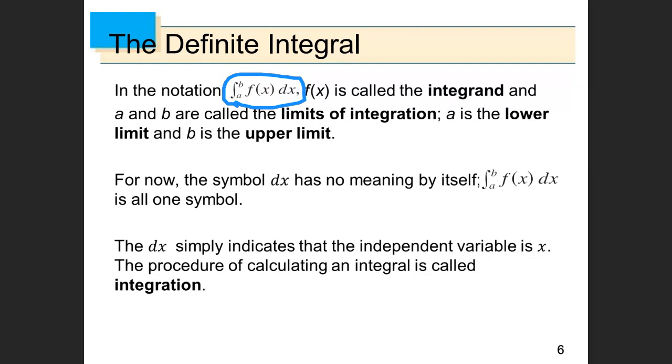For now, we're just going to assume that dx has no meaning. In a nutshell, dx just represents the independent variable. For example, if I say the integral of f(x) dx, it means I'm integrating with respect to x. And that whole procedure of calculating an integral is what we call integration.